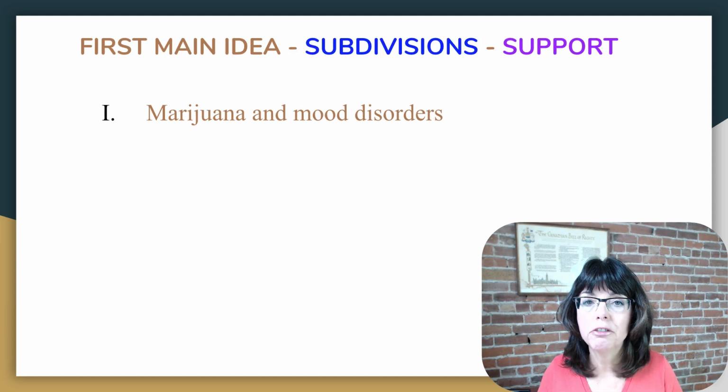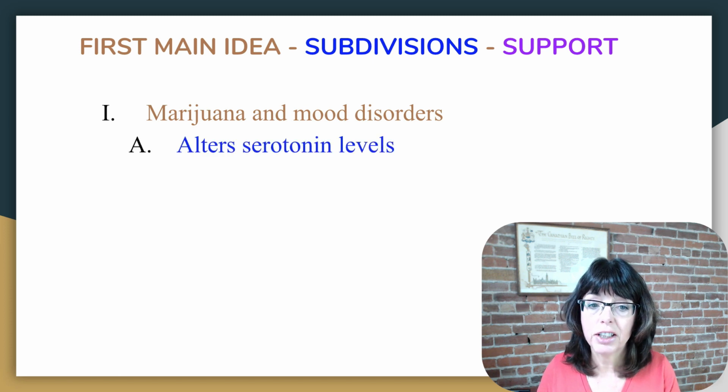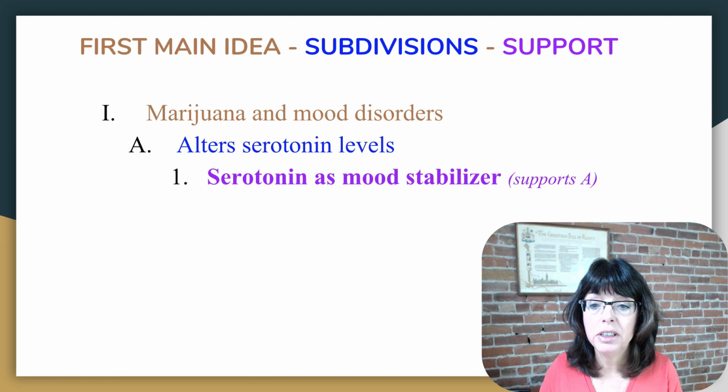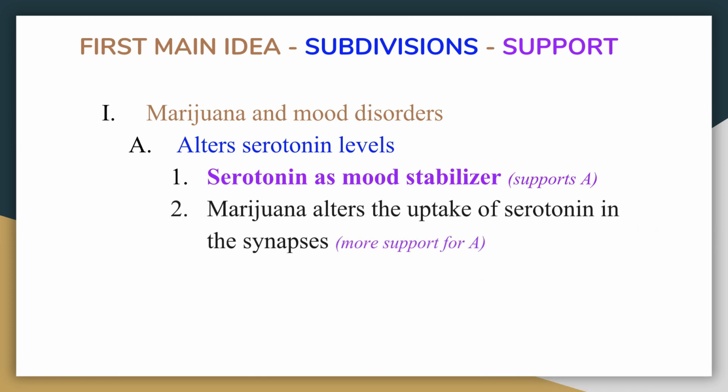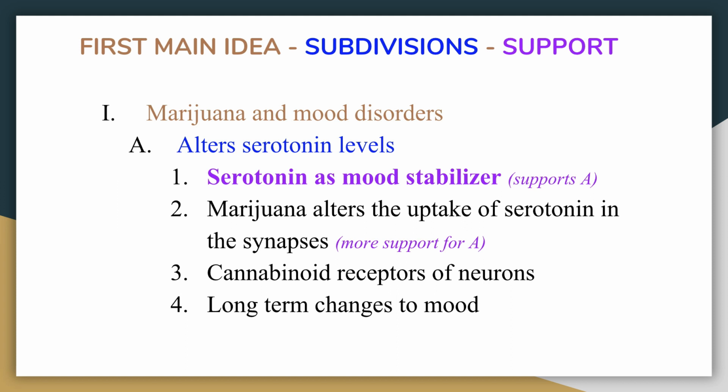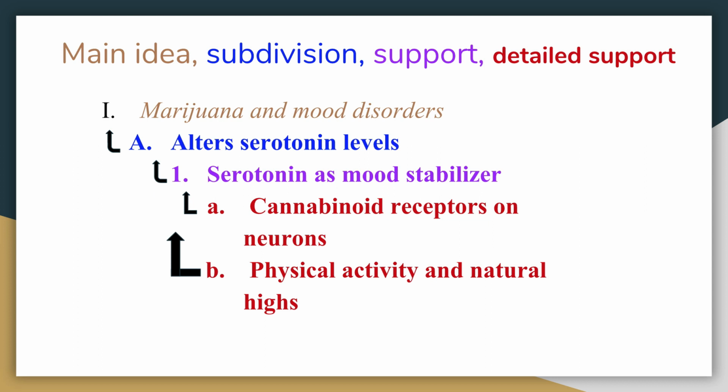So let's look at how we can further support our big idea here in this first section. The big idea in the first section is marijuana use alters serotonin levels. So I want to show support for that. I'm going to use an Arabic number. Serotonin is actually a mood stabilizer. There's the second support for the idea A that supports the first section, Roman numeral 1. So in this section, I would have 4 supporting points for the idea that serotonin levels are altered. And here you see how each point absolutely must support the previous point that it's related to.